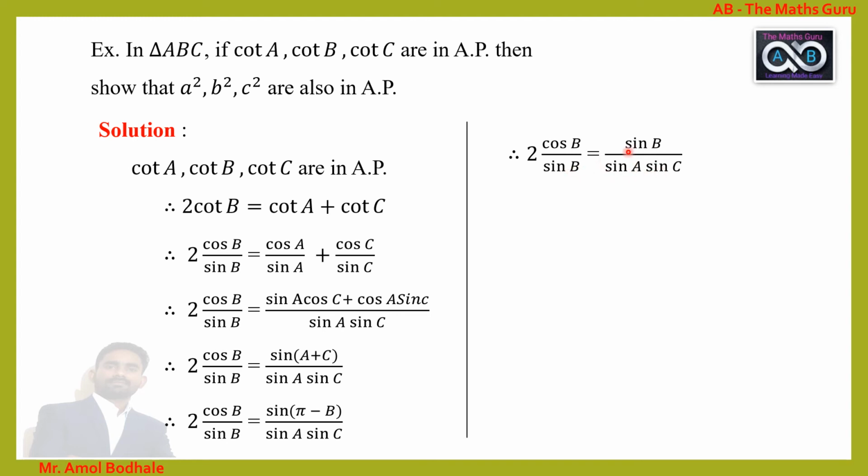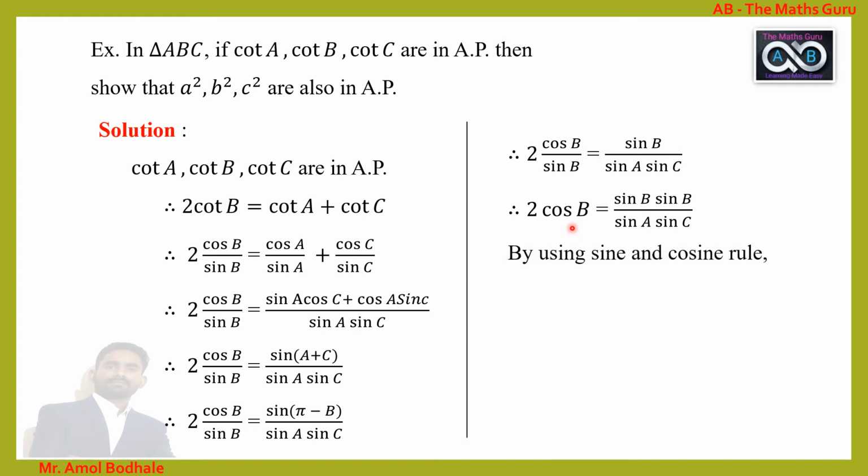We'll shift this sine B to this side. So we can write 2 times cos B equal to sine B into sine B upon sine A into sine C. Now as we require the terms in terms of small a, b, c, we can put the values of the sine and cos trigonometric functions using the sine rule and cosine rule. So cos B can be written as c square plus a square minus b square upon 2ca. Sin B can be written as k into b, sin A is k into a, sin C is k into c.